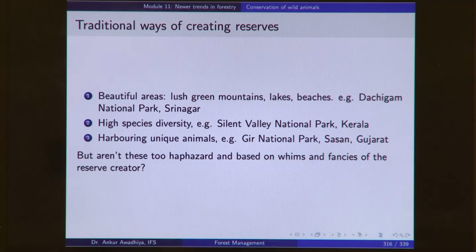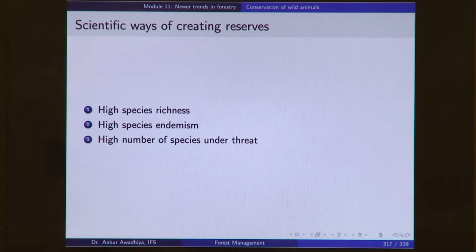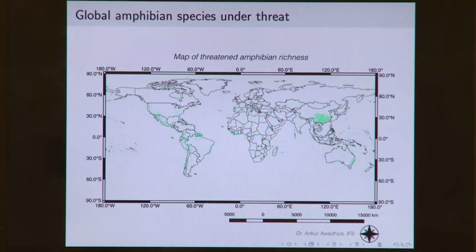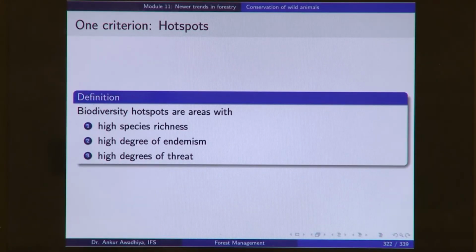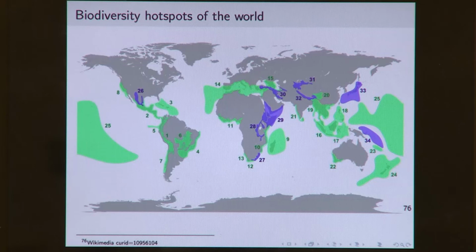Earlier, reserves were created by looking at beautiful areas, high species diversity, or areas that are harboring unique animals. But these days, if you look at the scientific creation of reserves, we have to look at areas with high species richness, that is, more species per unit area, high species endemism, which is those species that are only found in certain areas, and a high number of species under threat. So, we can look at all these different maps and then come up with those sites that have high richness, endemism and threat, and they are known as the biodiversity hotspots.